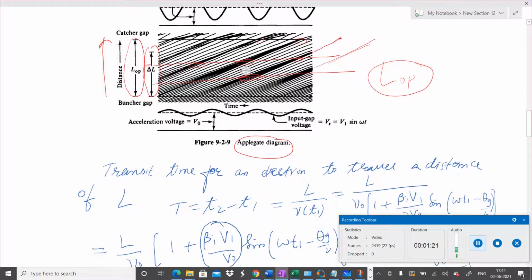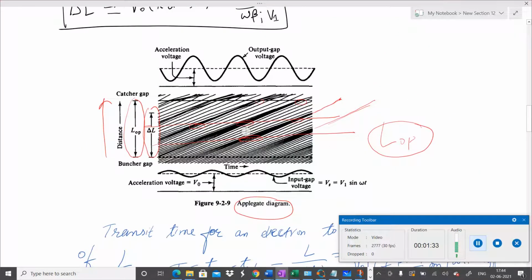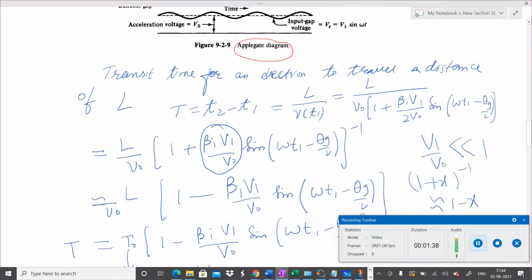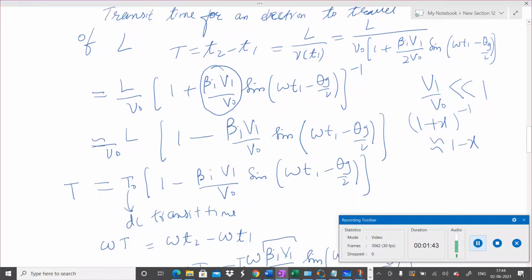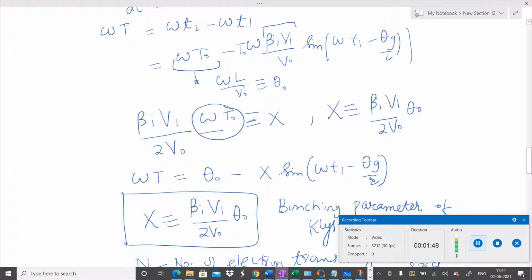And then we wanted to get an idea of what should be the distance between the buncher cavity and the catcher cavity, so that there is the highest degree of bunching, which I explained yesterday. For that, we first compute the transit time for an electron to travel from buncher to the catcher cavity, using different expressions. You see, at the outset the mathematics is not too complicated, right? Simple physics, but yes, it is a little bit lengthy, I agree to that.